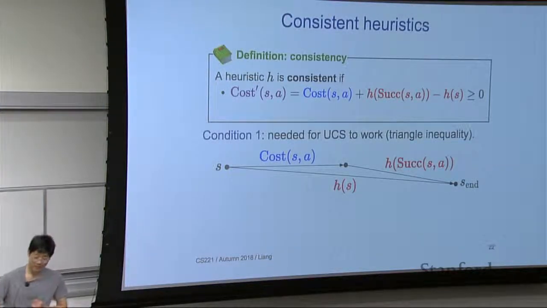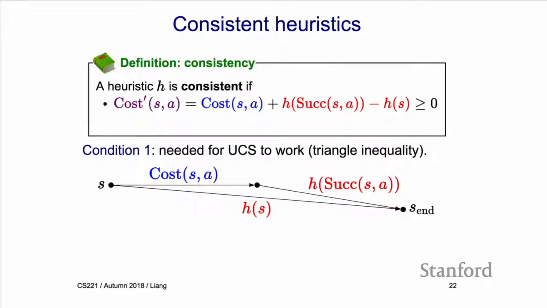OK, so then what do we actually need to guarantee that A star will work? What kind of heuristic is definitely going to be OK for us? And the answer is this consistency condition up here. So it looks like a lot. Let me write it out in a slightly different way to maybe clarify what the consistency condition is saying.